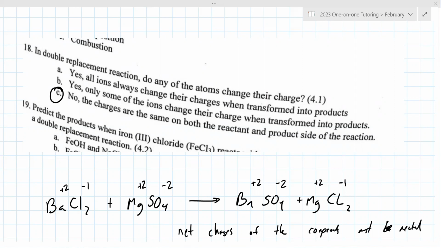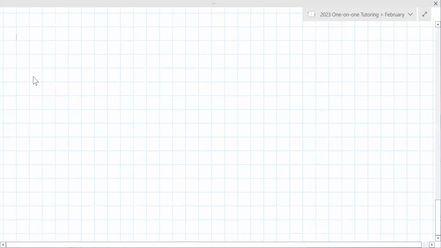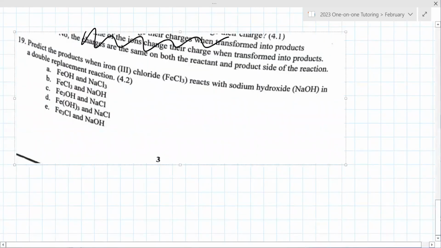All right, next is number 19. The correct answer is D. I put A on there. Iron-3 chloride reacts with sodium hydroxide. Predict the products when iron-3 chloride reacts with sodium hydroxide, double replacement.